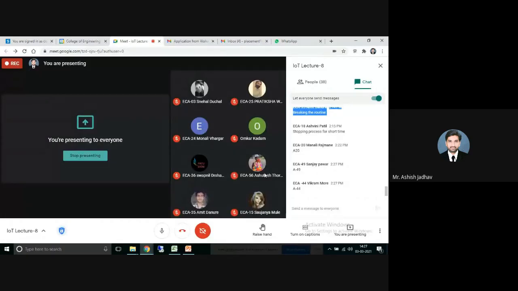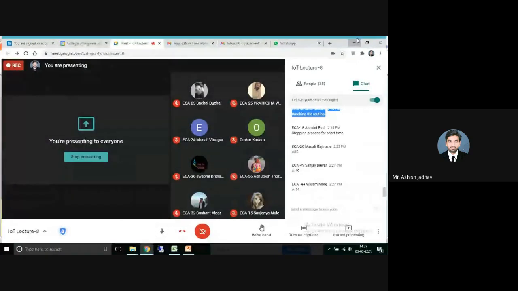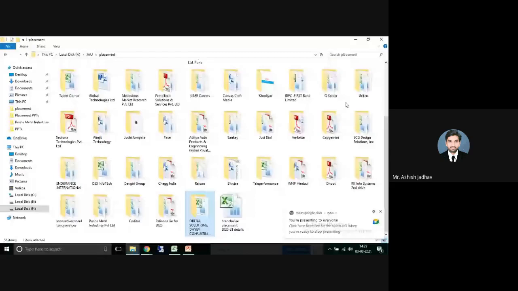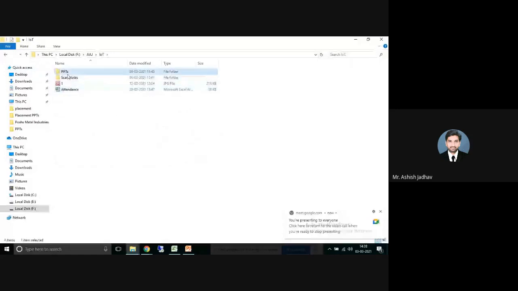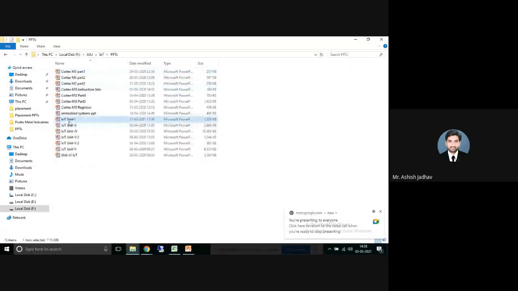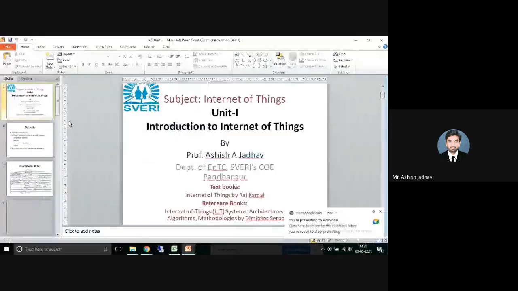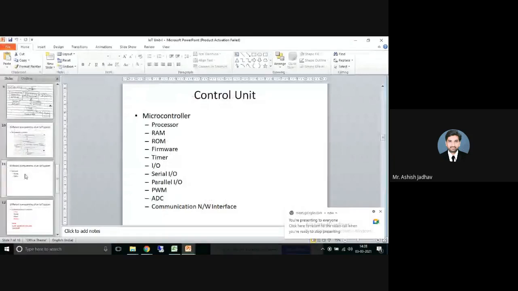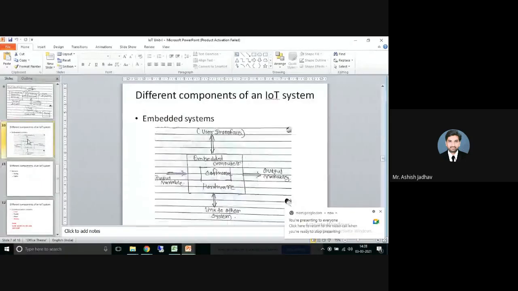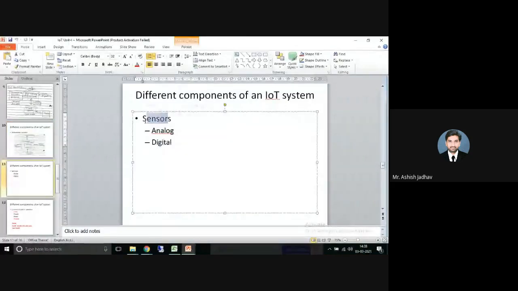Rather, I'll show you the different components, because we have seen that, and still none of you is actually able to answer the correct components. Yes, so I hope this is visible. First component in that I told you is embedded system, right? Then second component is sensor. Sensor is the second component of IoT.